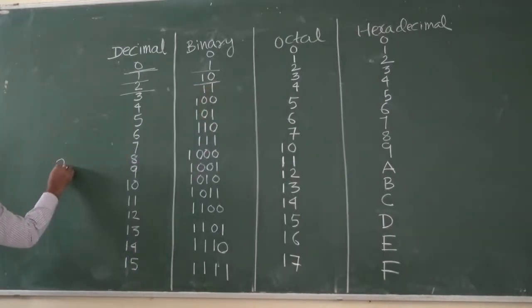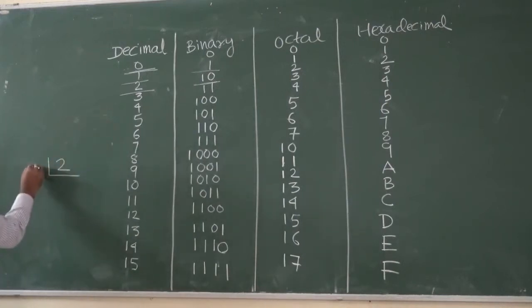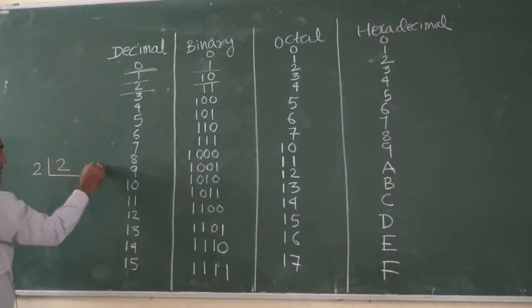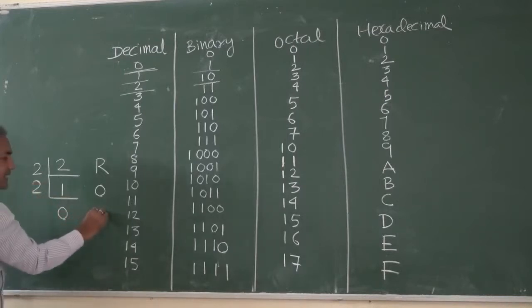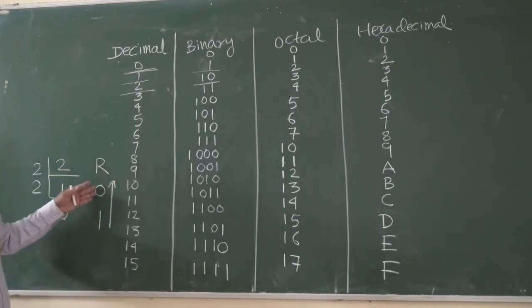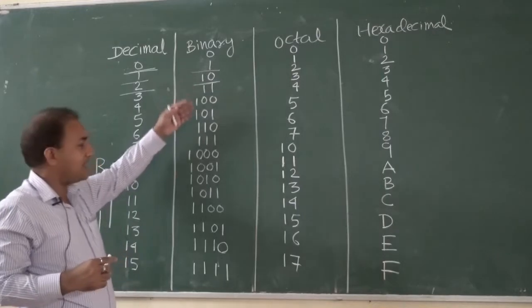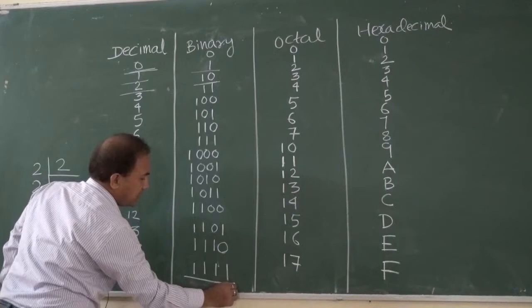1 is 1, 2 is 1 0. You have seen how you can convert a decimal number to binary. You have to divide 2 by the base 2. So the quotient here is 1 and the remainder is 0, and again 1 divided by 2 gives quotient 0 and remainder 1, and you have to read from bottom to top. So it is 1 0. In a similar manner, for 15 it is 1 1 1 1.